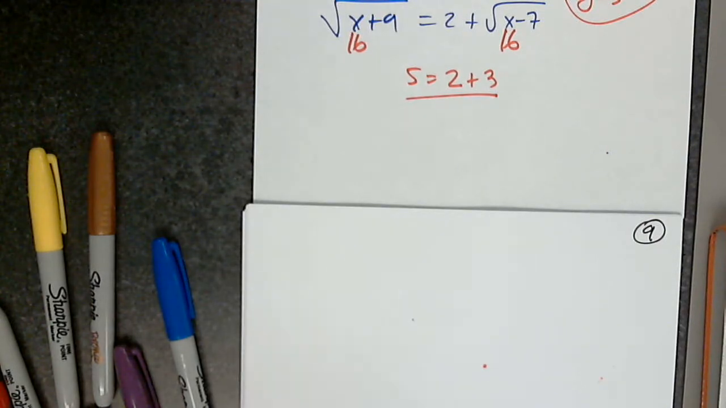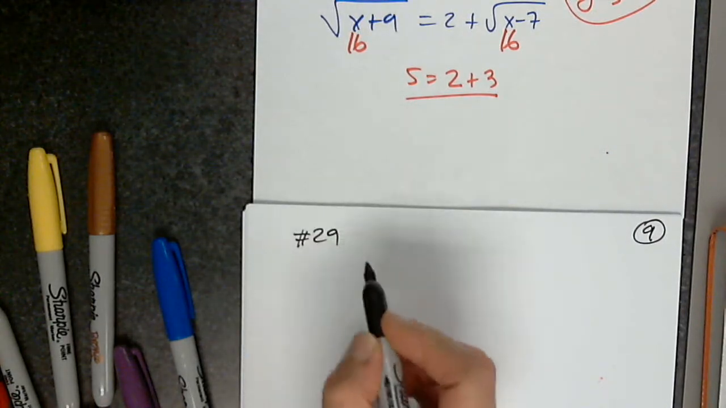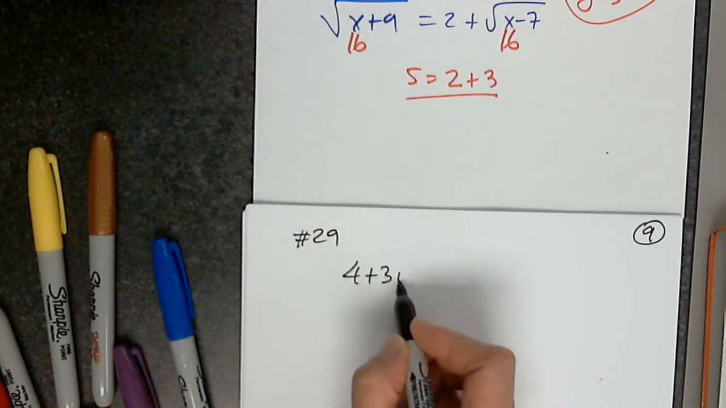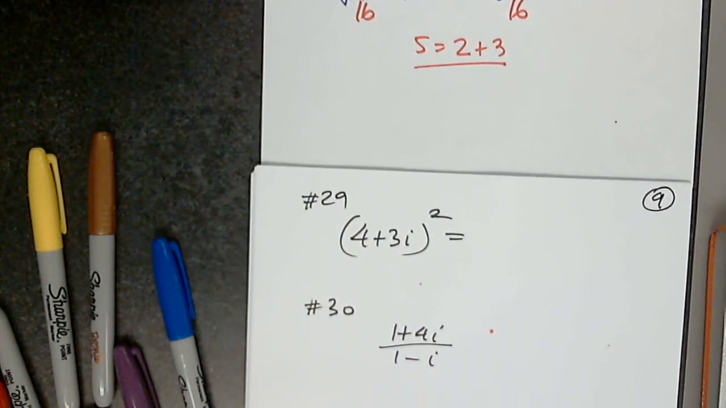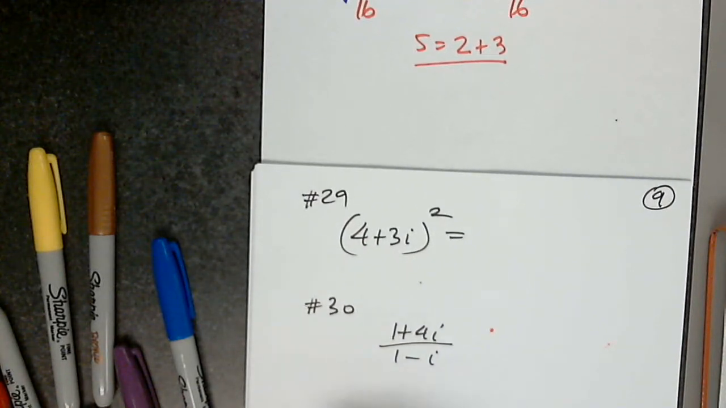Okay, let's look at 29. We have 4 plus 3i everything squared. We're asked to simplify this. And then I would like to look at 30: 1 plus 4i divided by 1 minus i. And then I would like to look at just i to 2017.